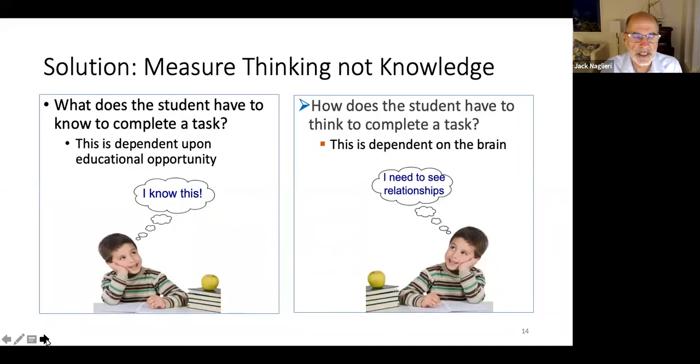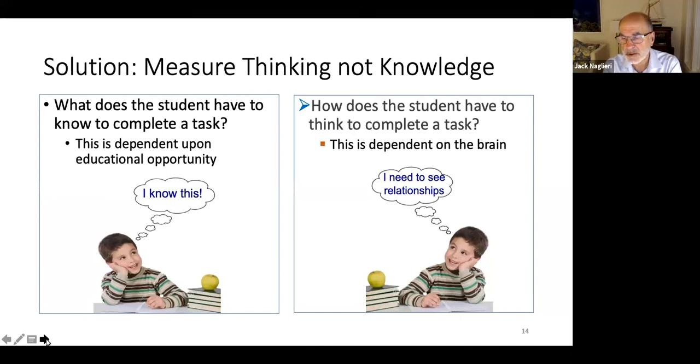And to achieve equity, we have to remember the key to equitable assessment is measuring how well a student can think in a way that's not confounded by what they know. And if you as a teacher are looking at some work that a student does and you're wondering what's going on, you can ask this same question. So what if a student isn't doing well in reading comprehension? And you ask the question, what does the student need to know to complete the task?